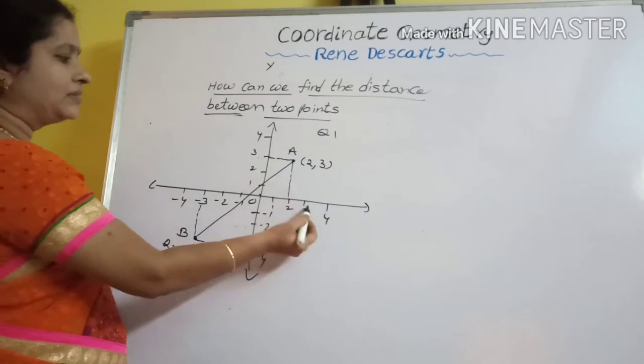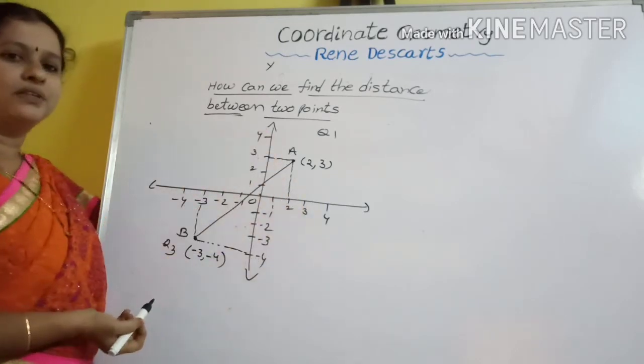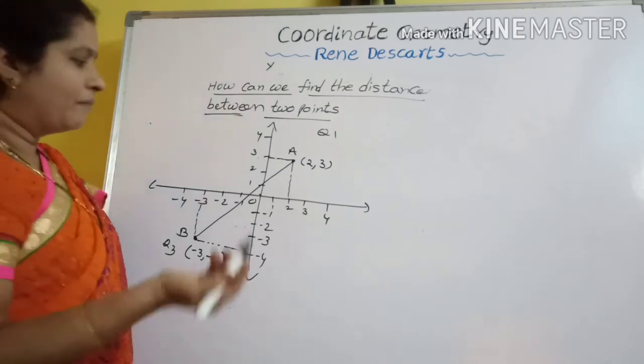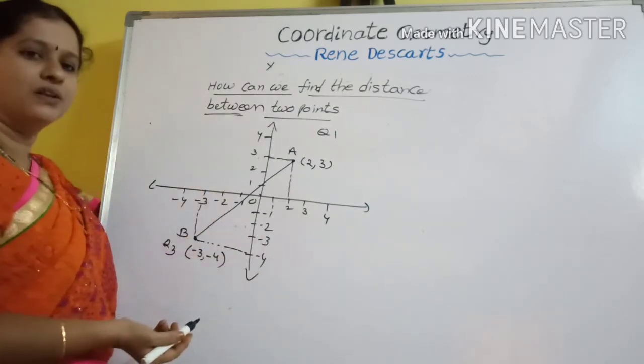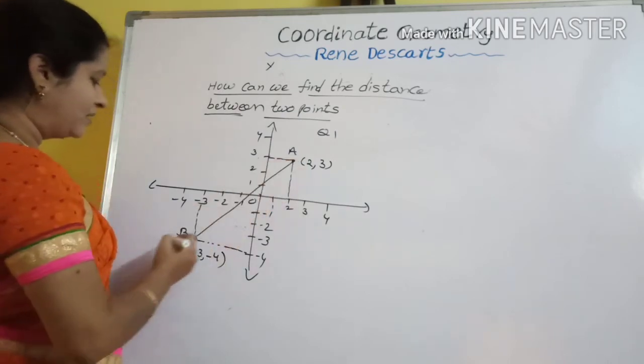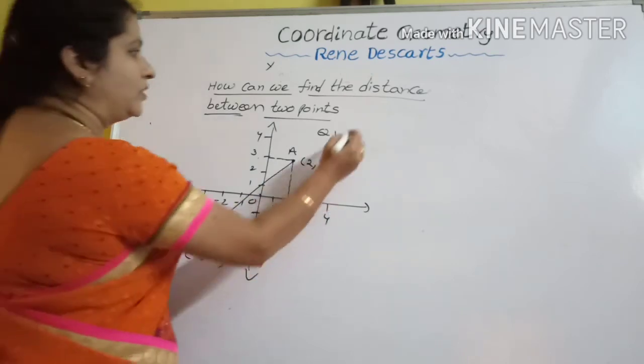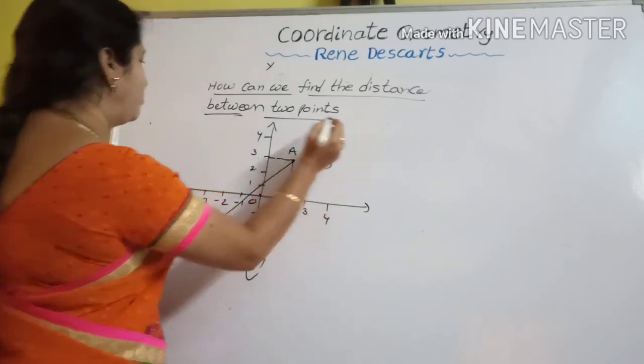Suppose the 2 points lie on x-axis or y-axis. You can easily find out the distance by using the formula modulus of x2 minus x1 or modulus of y2 minus y1. So we use whichever formula applies. You can find the distance. So the distance between 2 points is given by another formula.